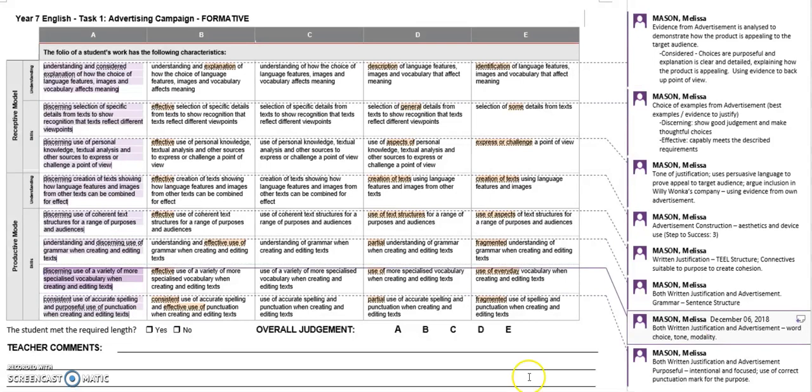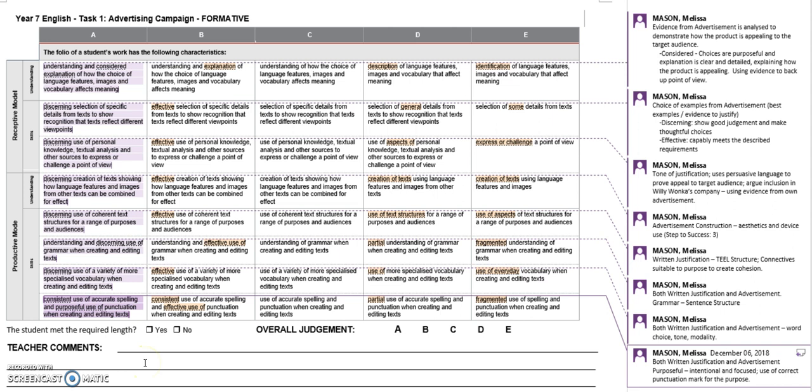And lastly, we're looking at consistent use of accurate spelling and purposeful use of punctuation when creating and editing texts. Again, this is both in the written justification and advertisement. Purposeful meaning that it's intentional and focused, and there's a use of the correct punctuation mark for purpose. So if you've got a choice of using a semicolon or a comma, we're hoping that students are moving towards the high-end punctuation to get up in that A range for a consistent use of accurate spelling and purposeful use of punctuation.